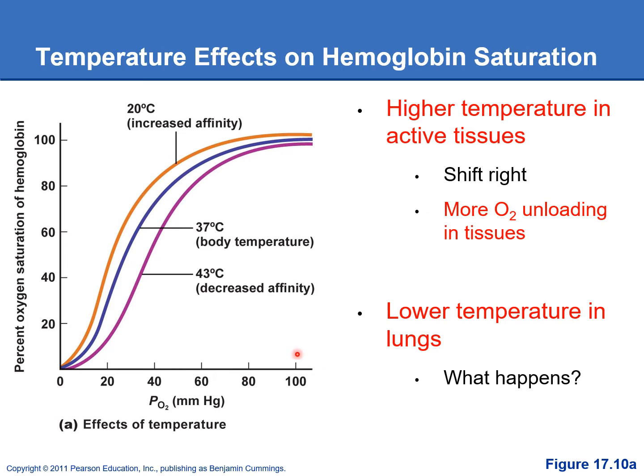So in the lungs, the partial pressure of oxygen is 100. And you can see that by shifting the curve to the left in the kind of gold color, we're going to get a higher oxygen saturation than if we hadn't shifted it to the left. So shifting the curve to the left with the lower temperature in the lungs will increase oxygen loading of the hemoglobin in the lungs.